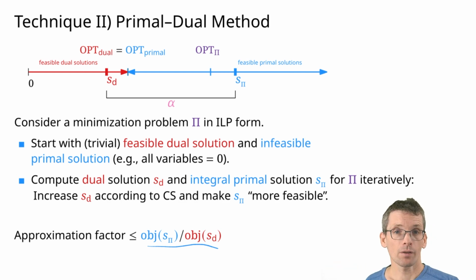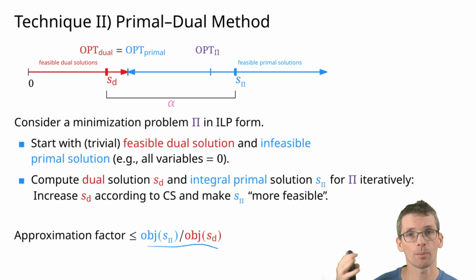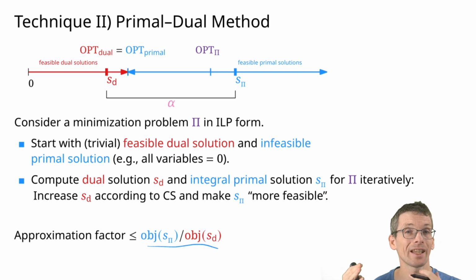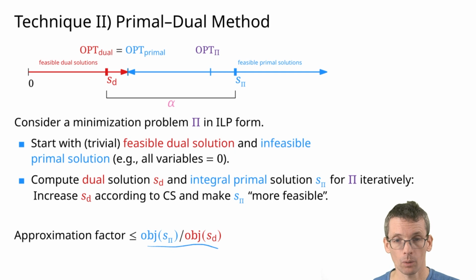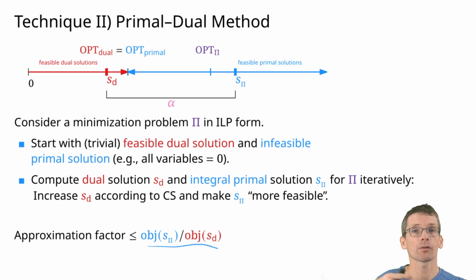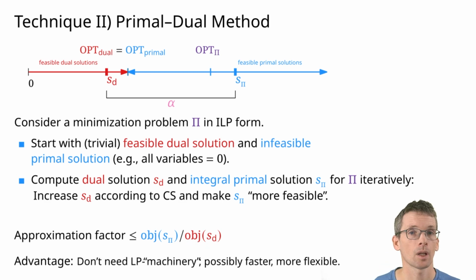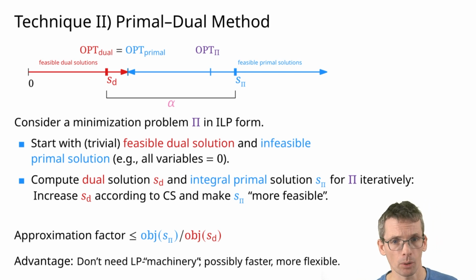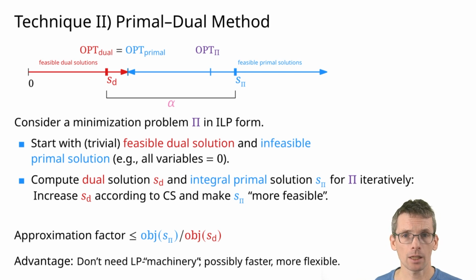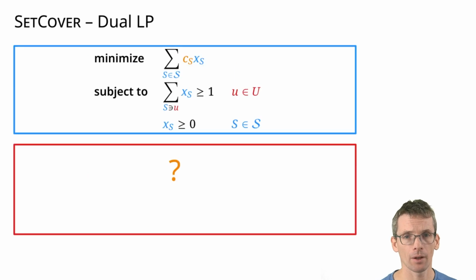The advantage of this over LP rounding is that we don't need to do the LP relaxation, so we actually don't need to solve any linear programs. While this is based on linear programming, we don't actually solve linear programs, but we can formulate this, as we're going to see in a moment, as a combinatorial algorithm. By avoiding explicitly solving a linear program, we typically get a faster algorithm and also a more flexible approach.